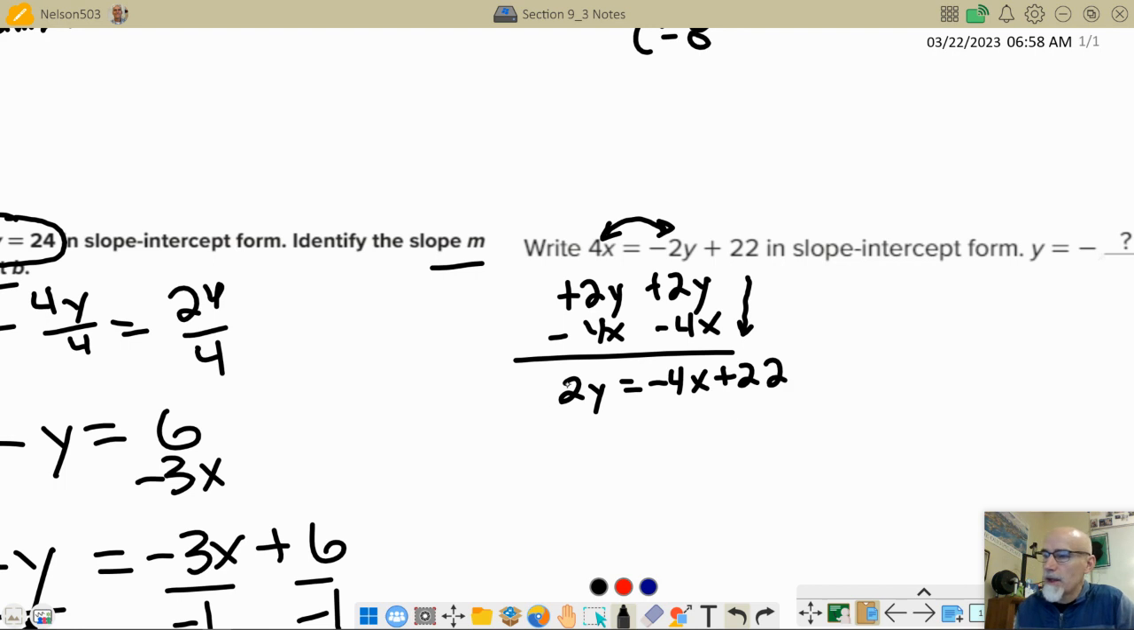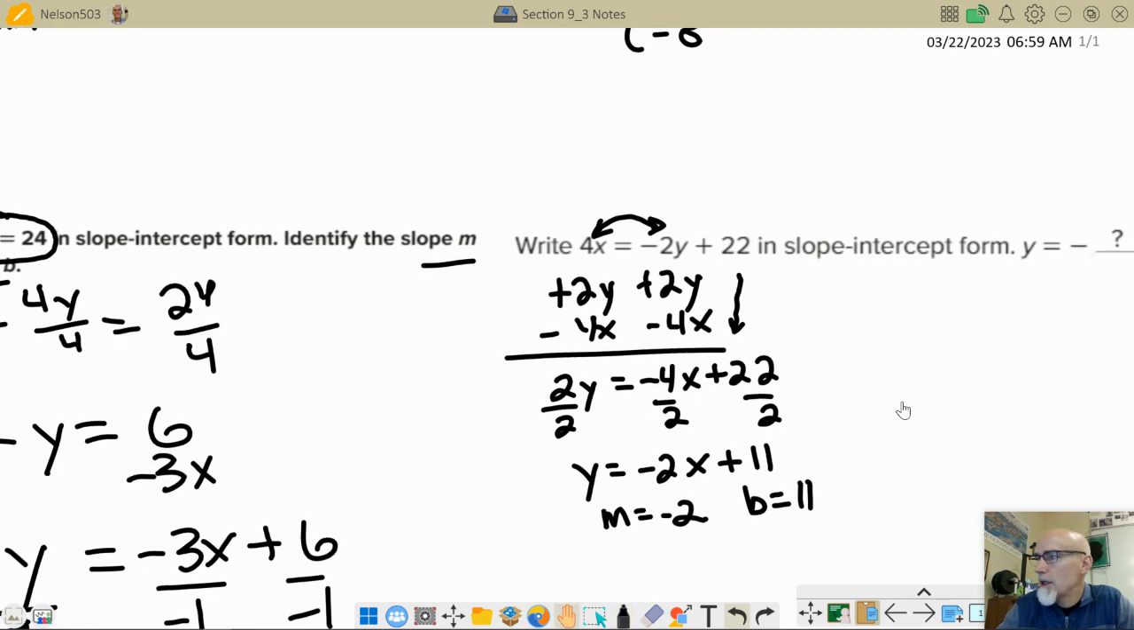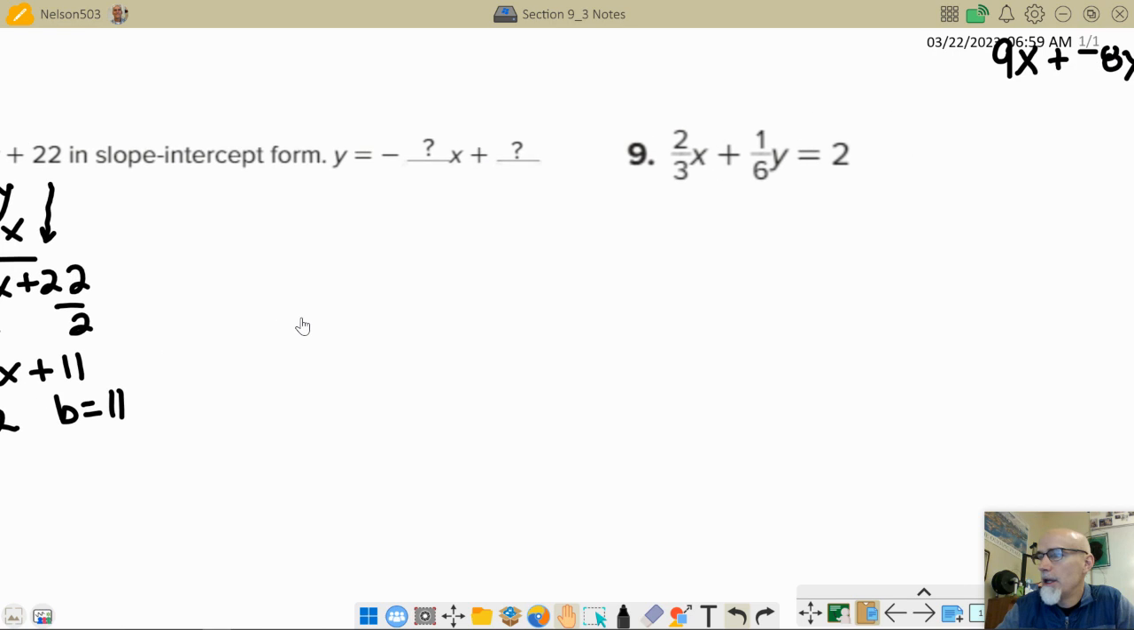Now I see it. I've got to get rid of this 2. I've got to make it a 1. So I'm going to divide by 2, divide by 2, divide by 2, and I get y equals negative 2x plus 11. My slope is negative 2. My y-intercept is 11. All right, you put the video on pause and try number 9.